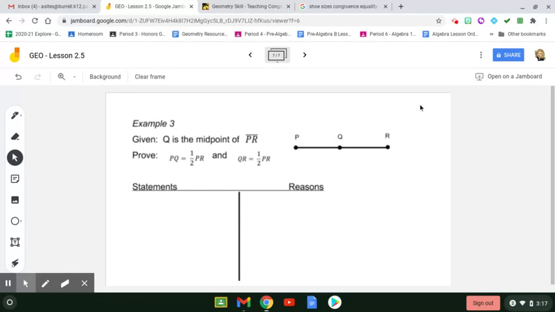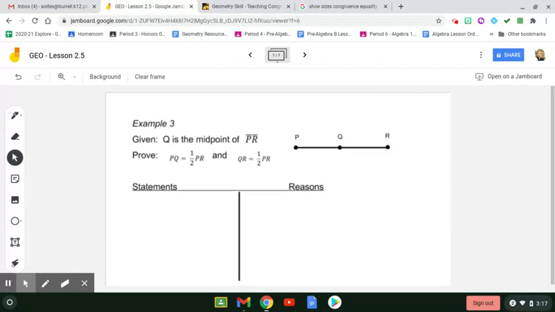Okay, in our next proof, it's a little bit different. We've got some segments going on, okay? So when I see segments, I'm already thinking ahead that we might be using the segment addition postulate, but let's just read through and see what we've got. So given we have Q is the midpoint of segment PR, and we're trying to prove that PQ is half of PR, and we're trying to prove that QR is half of PR.